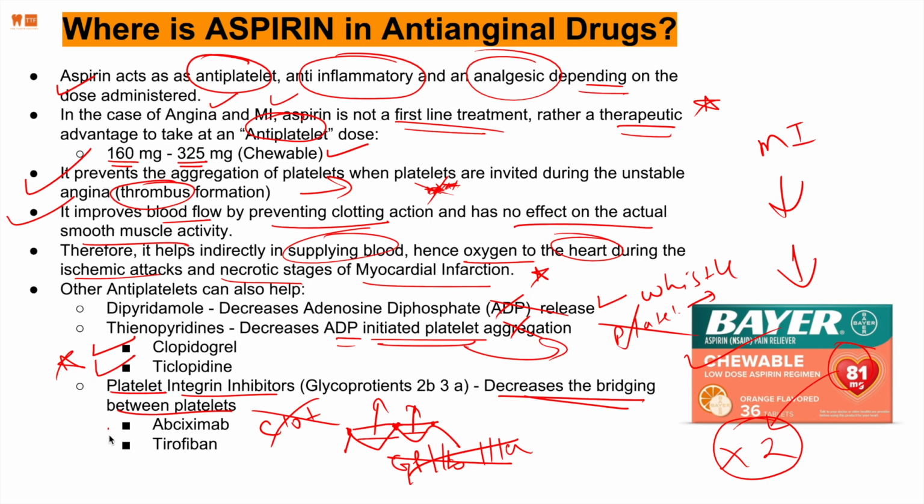Simple. And the xemabs, xemabs pop up a lot. And tirofiban is one. But we'll talk about this in the next lecture in hematology. Okay.